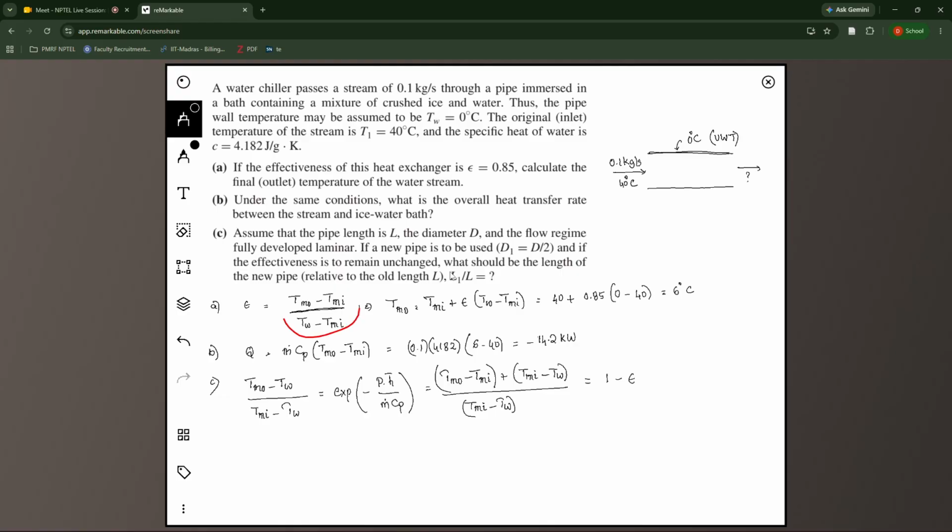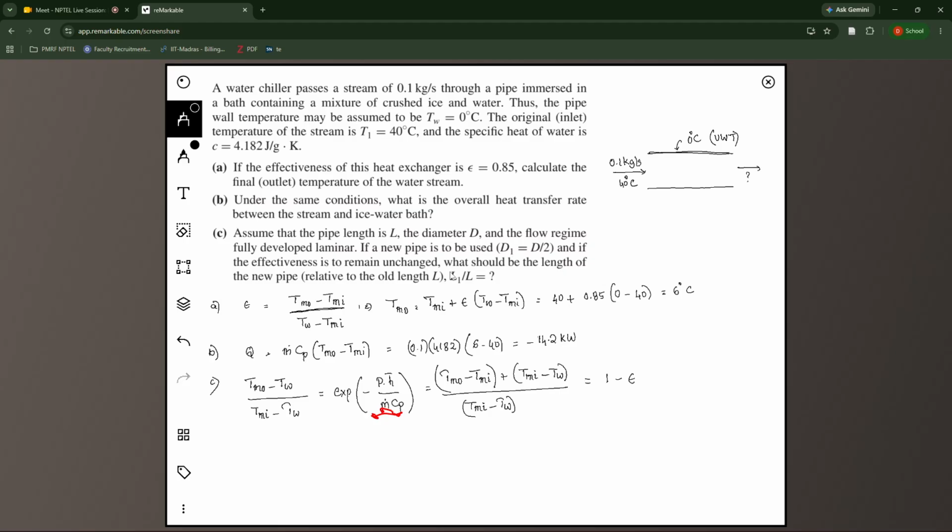So you can see this term is epsilon. So you have TMO minus TMI by TMI minus TW. So this is TW minus TMI. So you have a 1 minus epsilon. So when epsilon equals 0, this will be equal to 1. Otherwise, it keeps reducing. So now we are saying in the question that you have to change the length in such a way that the effectiveness remains unchanged. So epsilon is constant, which means this entire term is constant. Now we'll have to see what these individual terms are.